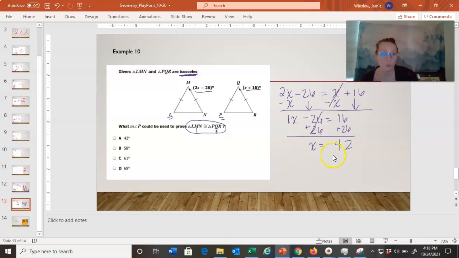Again, we don't really know much more, right? We don't know L, we don't know P. Let's just do the next natural thing. Let's take the x and plug it in. Let's see what these angle measures are.